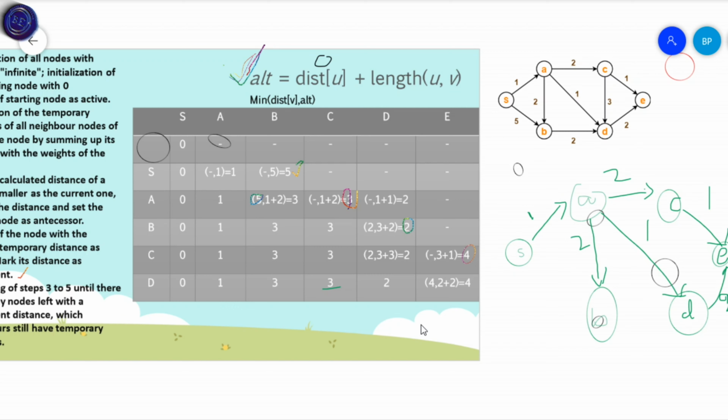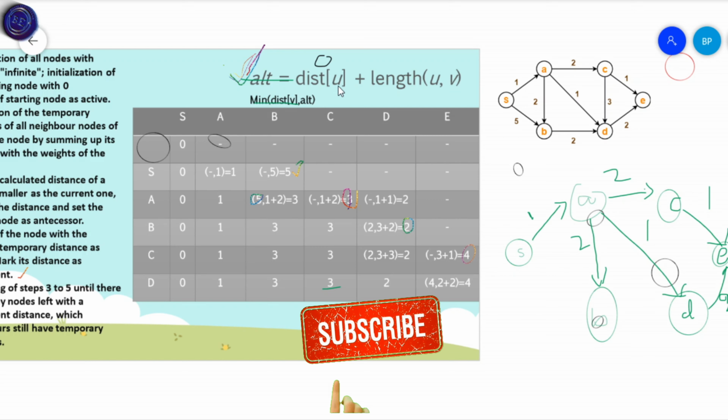So I found the shortest paths from the source to the destination by using this formula and the comparison between the distance of V and the alt. I think you understood it.